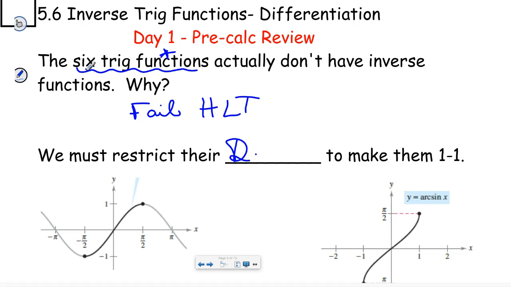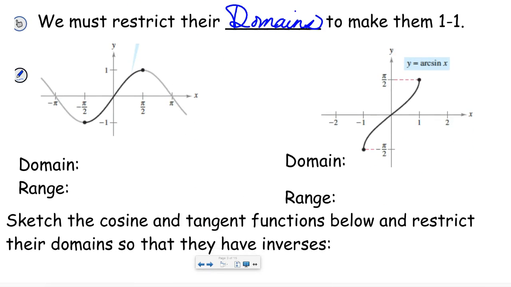So if I restrict the domains so that I make them pass the horizontal line test, or make them one-to-one, then we can talk about their inverses. So the inverses exist, but only within a small window. The first function I've got up here is the sine function. You should be familiar with that for sure, right? And I'm going to restrict its domain so that I can talk about its inverse.